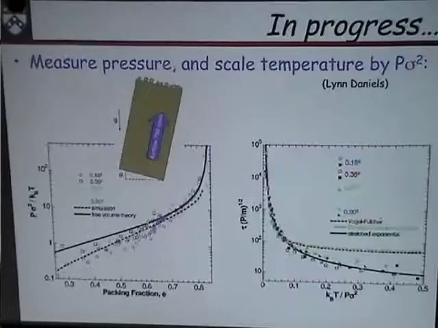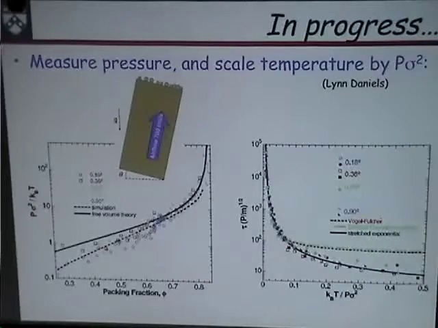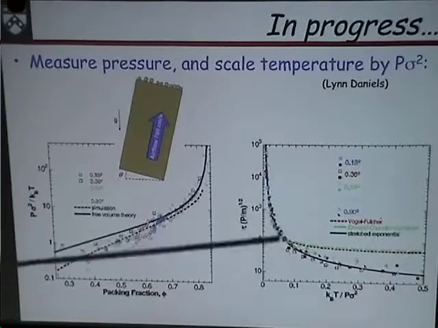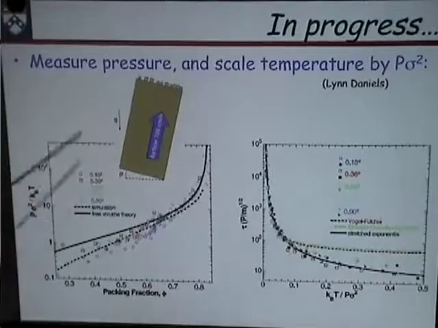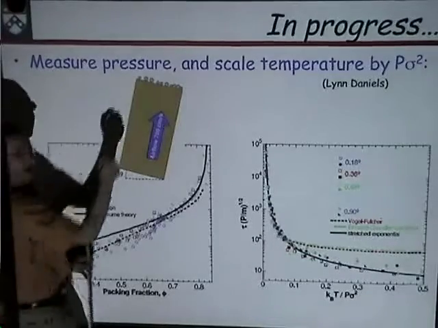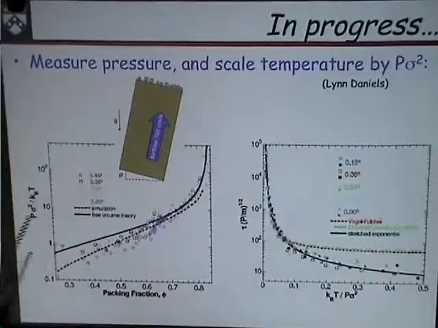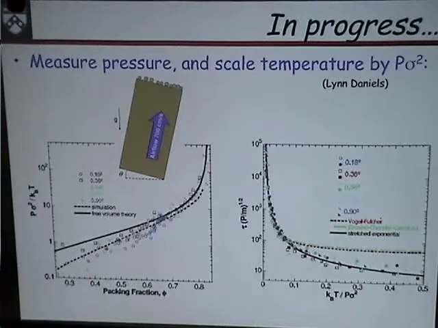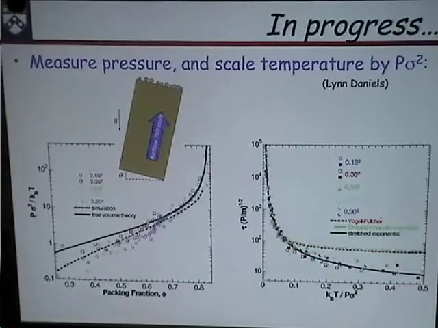So how do you measure the mobility in this experiment? So we tilt the sample. And then we take one ball out and put in another that's more dense. So it feels a force down the plane, and we just measure its average speed down the plane.